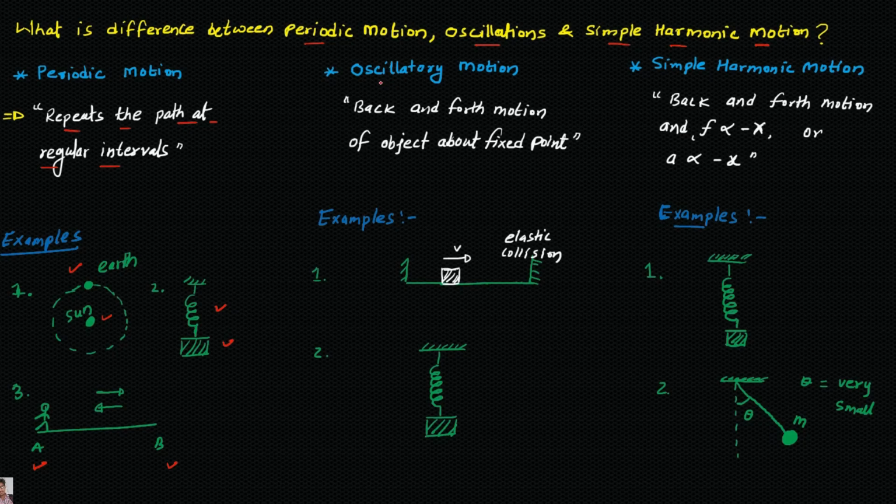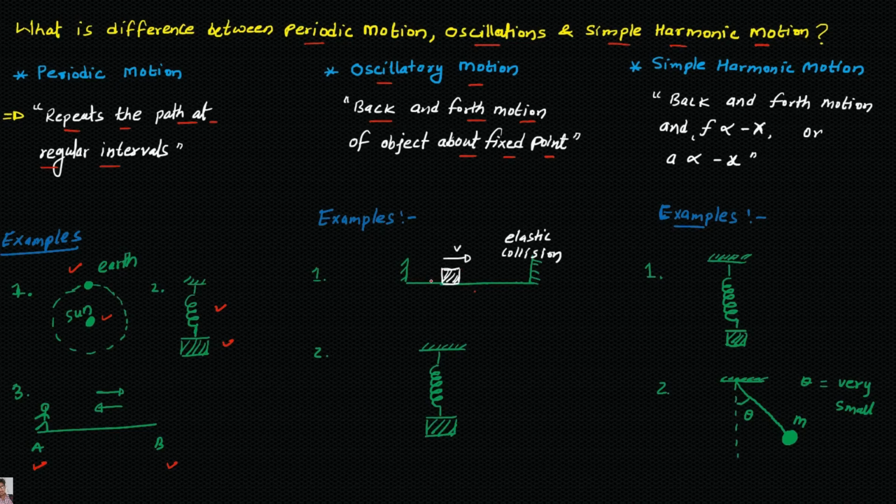Now another type of motion is oscillatory motion. In this kind of motion, the object will do back and forth motion about some fixed point at regular intervals. So the key difference between periodic motion and oscillatory motion is that in oscillatory motion, there is some kind of fixed point. You can call it the mean position. About that, the object is doing the back and forth motion.